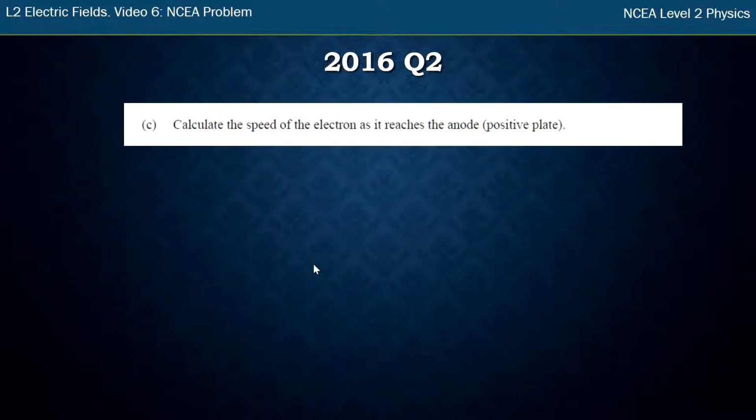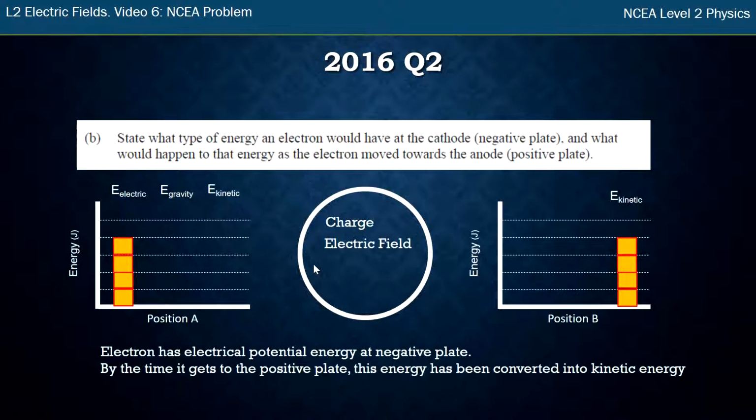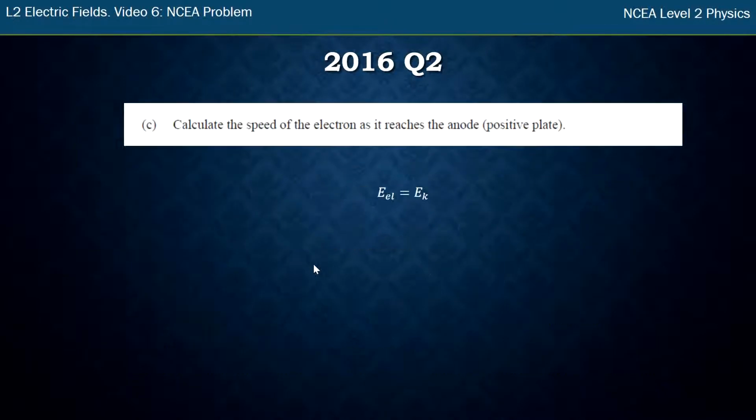Calculate the speed of the electron as it reaches the anode. So I'm doing the same thing, but writing it as an equation. Electric energy turns into kinetic energy. I have a formula for electric energy, which is equal to EQd. Now remember, the E on the left-hand side is what I call electric energy, the triangle E, and the E on the right-hand side is electric field strength. So make sure you don't get those two mixed up.